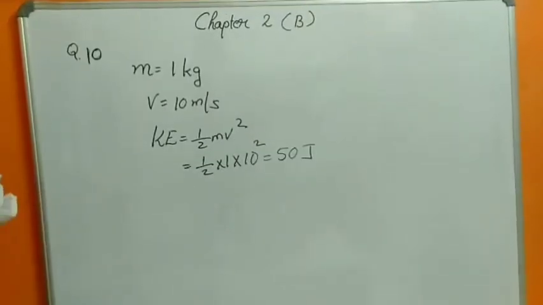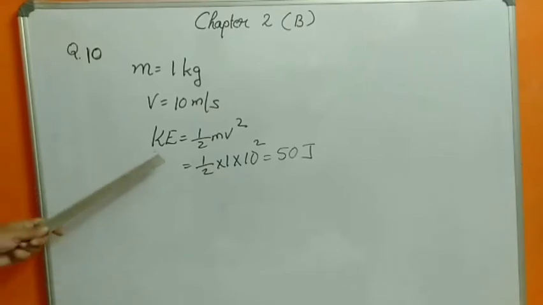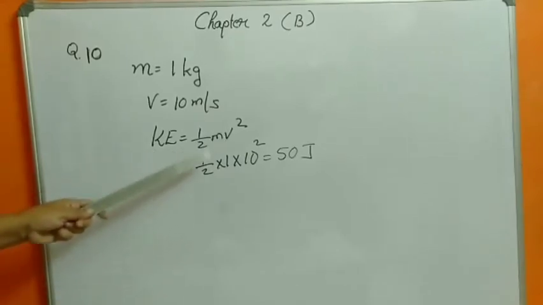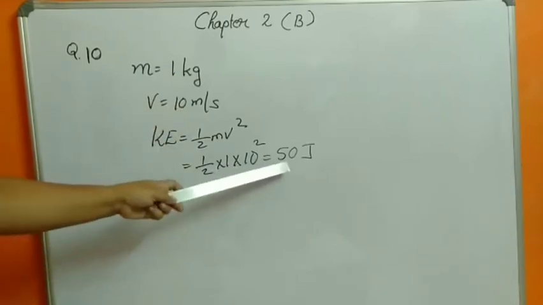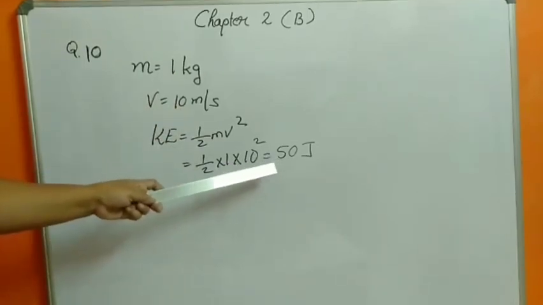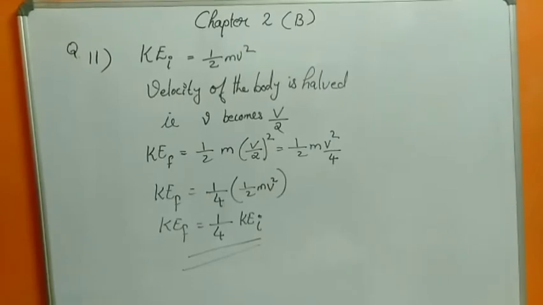Next question, question number 10. Find the kinetic energy of a body of mass 1 kg moving with a uniform velocity 10 meter per second. So mass is given here, 1 kg. It's a direct question. Mass and velocity is given. You are asked to find the kinetic energy. Formula for kinetic energy, half mv square. Half into 1 into 10 square. You will get the answer 50 joule. Fine.